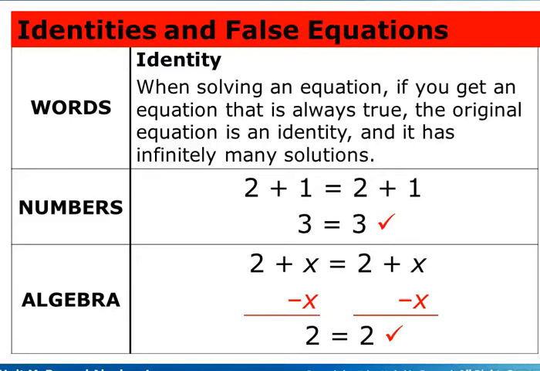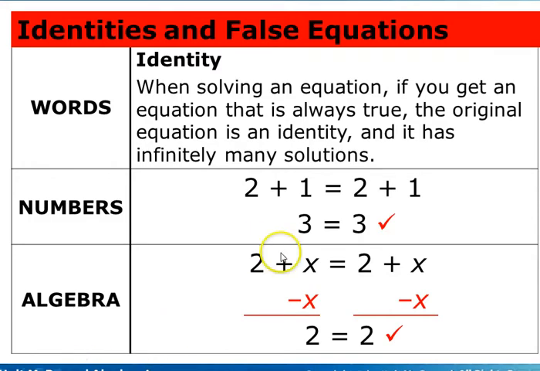So sometimes when we solve an equation by moving things around, we end up with 2 equals 2. Since 2 is equal to 2, that will be an identity, so that will be an infinite solution. So no matter what number I put in here, this equation will always be true.